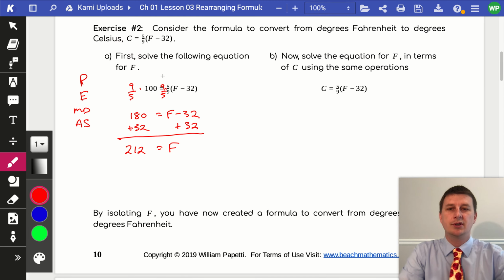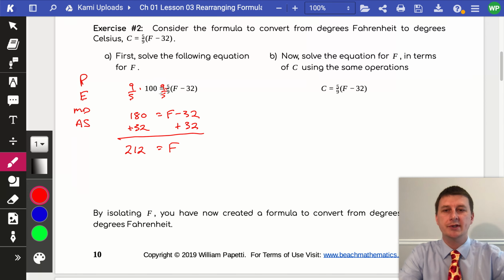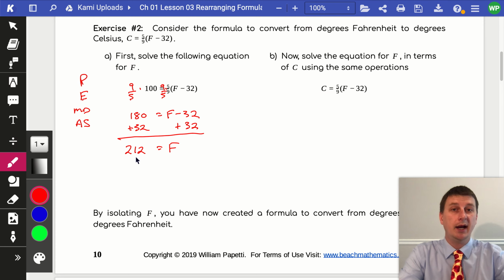And just to show this formula works, we started with degrees Celsius right here because that's in place of C. And it says that 100 degrees Celsius is the same as 212 degrees Fahrenheit, which you might know as the boiling point of water. So this formula does work out to where 100 degrees Celsius will give us 212 degrees Fahrenheit, both of which, on two different scales, are the boiling points of water.